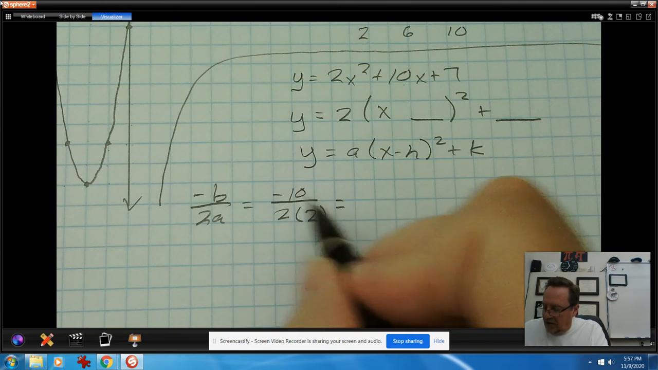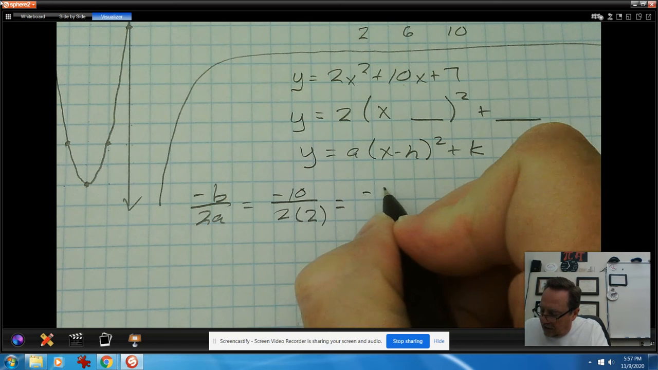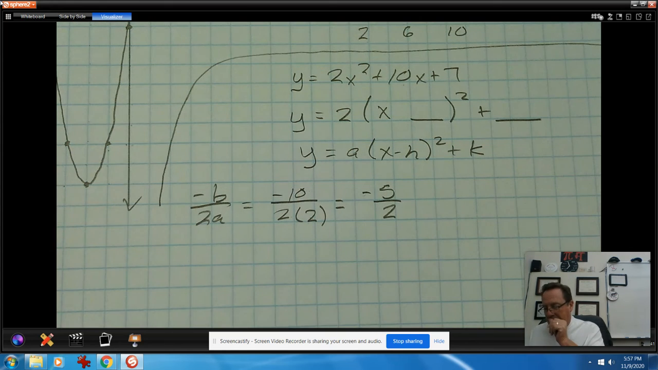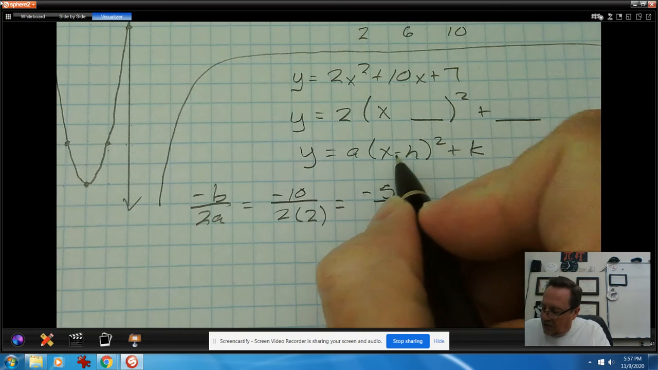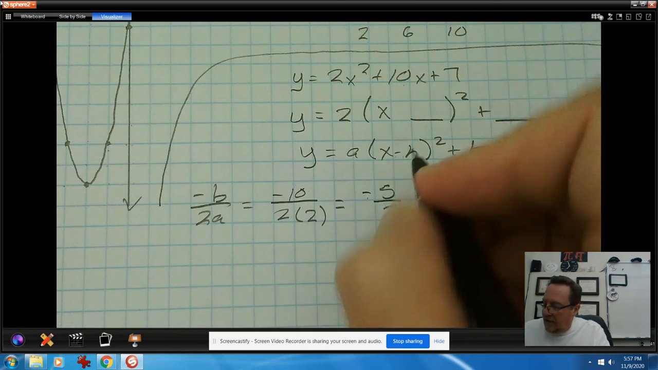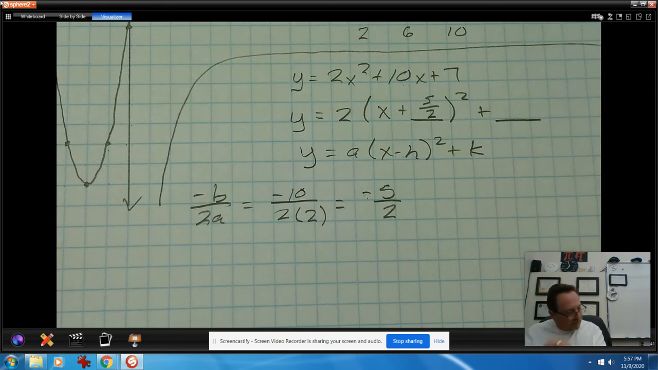So let's do the math here. 2 times 2 is 4. That's negative 10 over 4, which we call negative 5 halves, right? So my h is negative 5 halves. I'm subtracting negative 5 halves. If I subtract a negative, I'm saying plus 5 halves here, right? Does that make sense? Yes, Mr. Foken, that makes perfect sense.